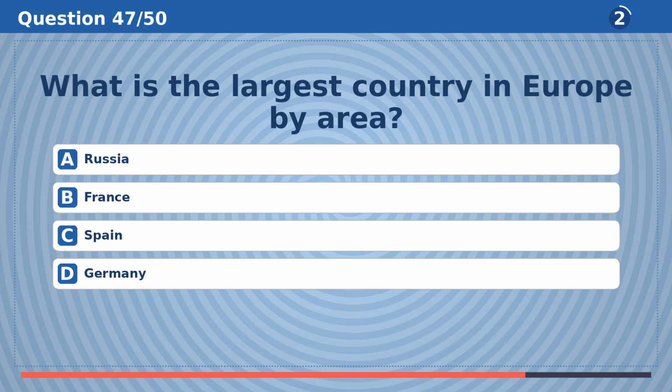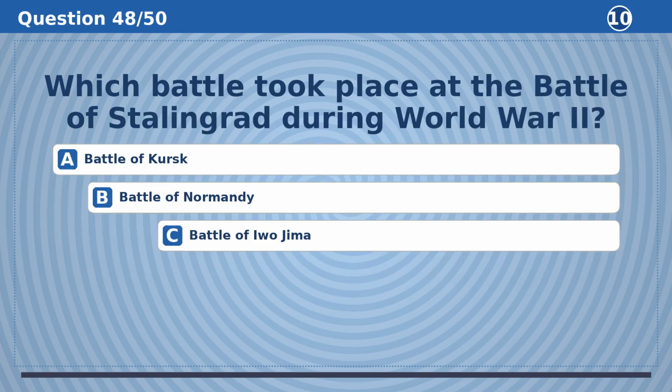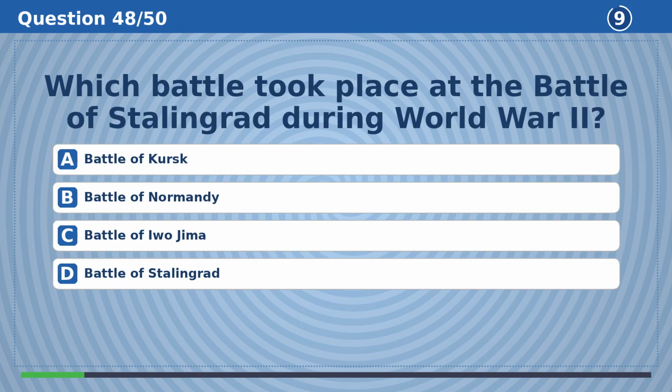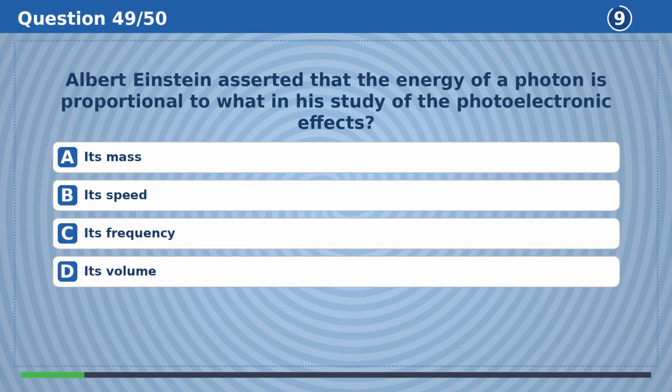What is the largest country in Europe by area? The answer is A. Russia. Which battle took place at the Battle of Stalingrad during World War II? The answer is D. Battle of Stalingrad.